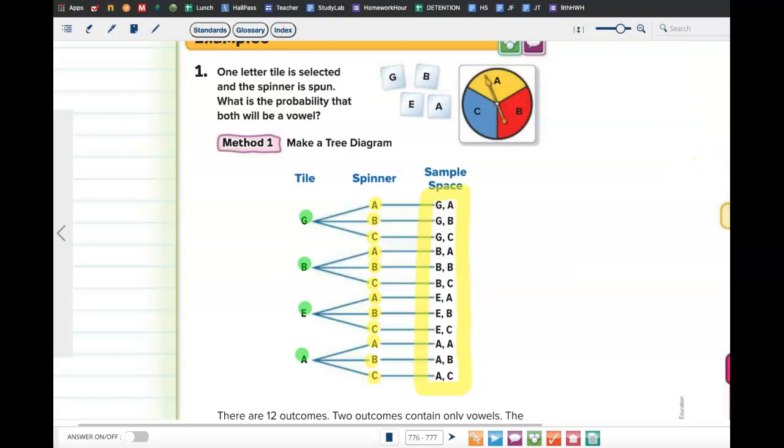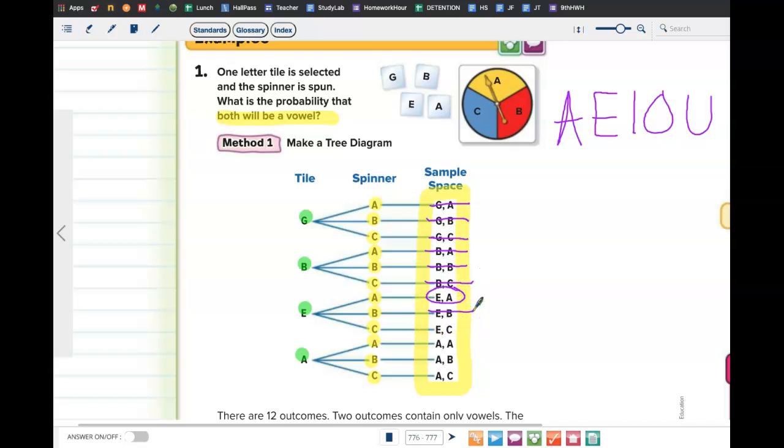There we go. Okay, so those are all of my sample spaces. Now, the question was, what is the probability that both will be a vowel? So I need to look over here at my sample space and decide how many of these are both vowels. Remember, vowels are A, E, I, O, and U. So here, G is not a vowel, so that one will not work. Neither of those are vowels. B is not a vowel, so that won't work. E and A are both vowels, so that one works.